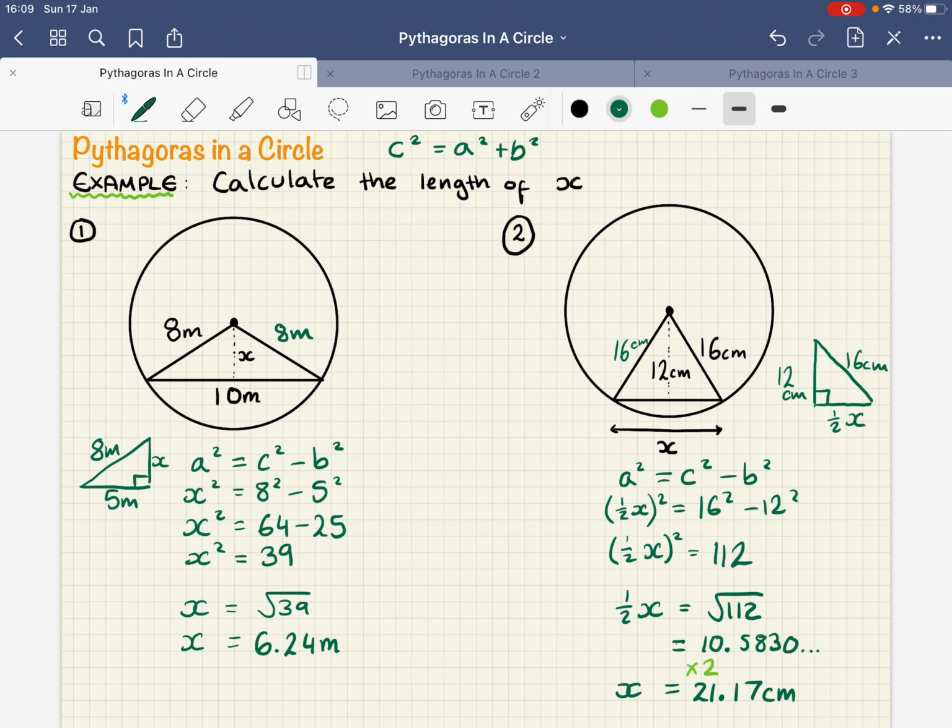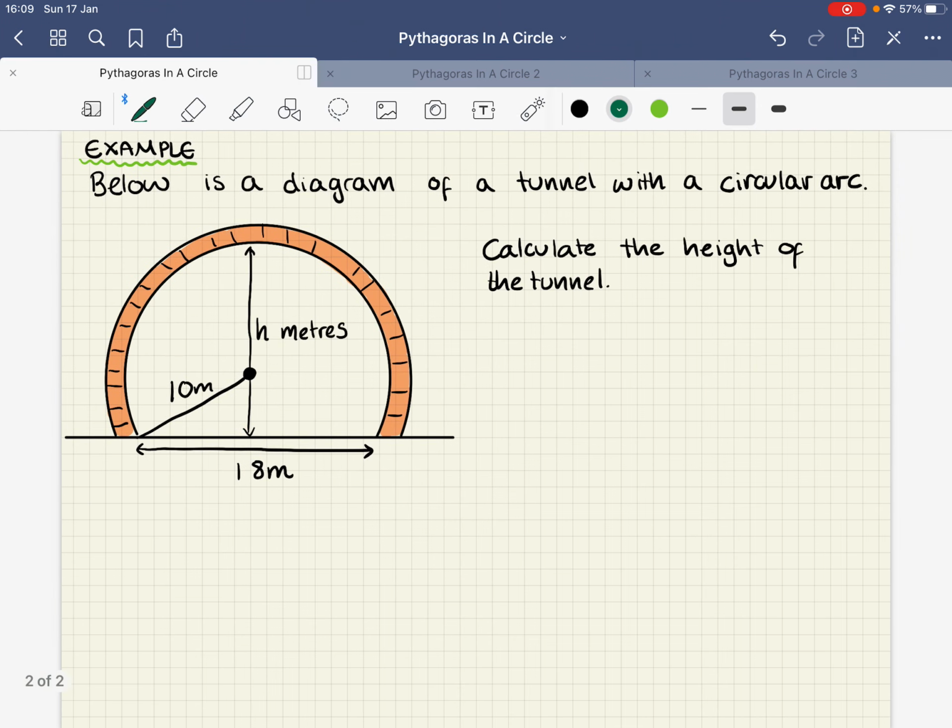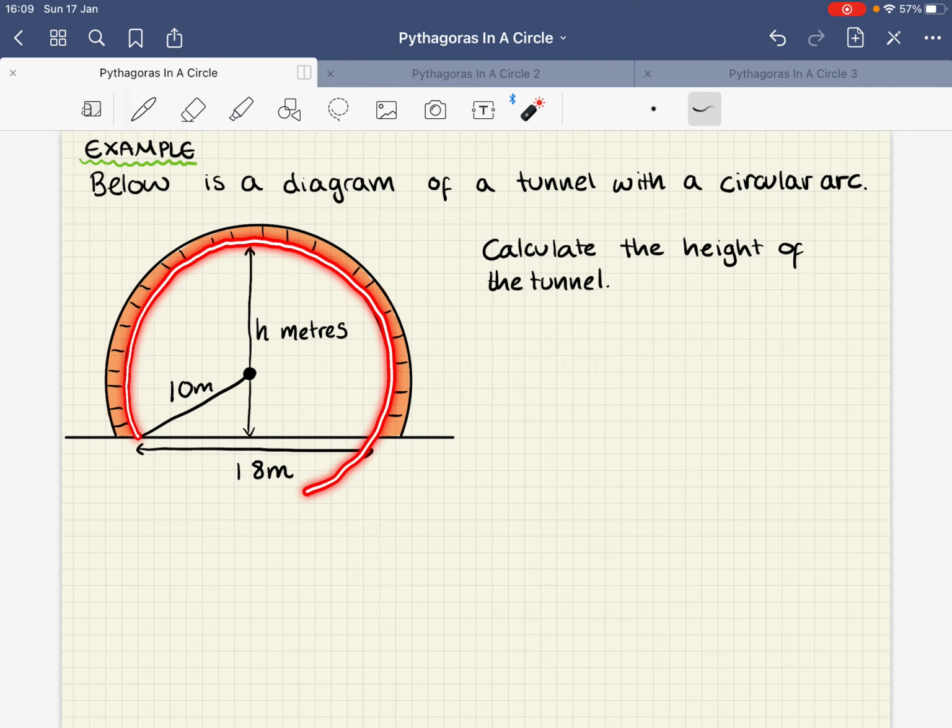Okay, so let's take a look at this next example then. So this one we've got it a bit more in a little bit of context, but the idea is still the exact same. You can kind of see that we have this circular shape going on, but we've just got that bottom part cut off. So it's just important that you do try your best to visualize that entirety of that circle to help with these. So we've got below is a diagram of a tunnel with a circular arc. Calculate the height of the tunnel.